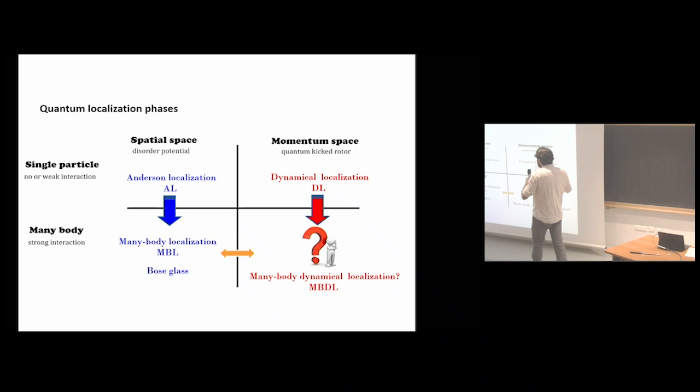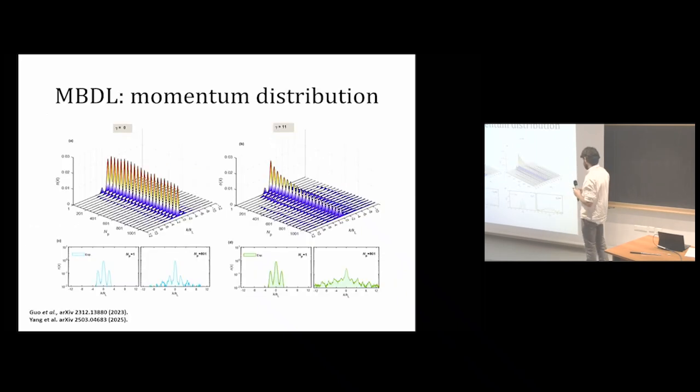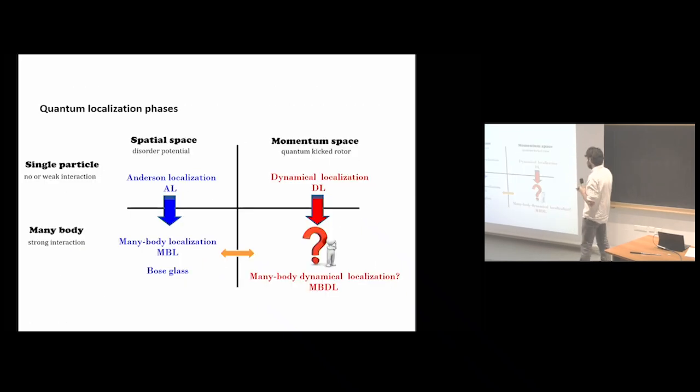So the idea we have behind it is, okay, for single particles, for weak interactions, in the spatial case, we have Anderson localization. In momentum case, with the quantum kicked rotor, we have dynamical localization. What happens when you go to the many-body limit? For Anderson localization, you get something that has been termed many-body localization. You can get Bose-Glass, depending if you are close to the ground state. It's not clear what you would get in the dynamical case, and we name it many-body dynamical localization. I think it was named in a paper before us. But we wanted to see whether we could observe it experimentally.